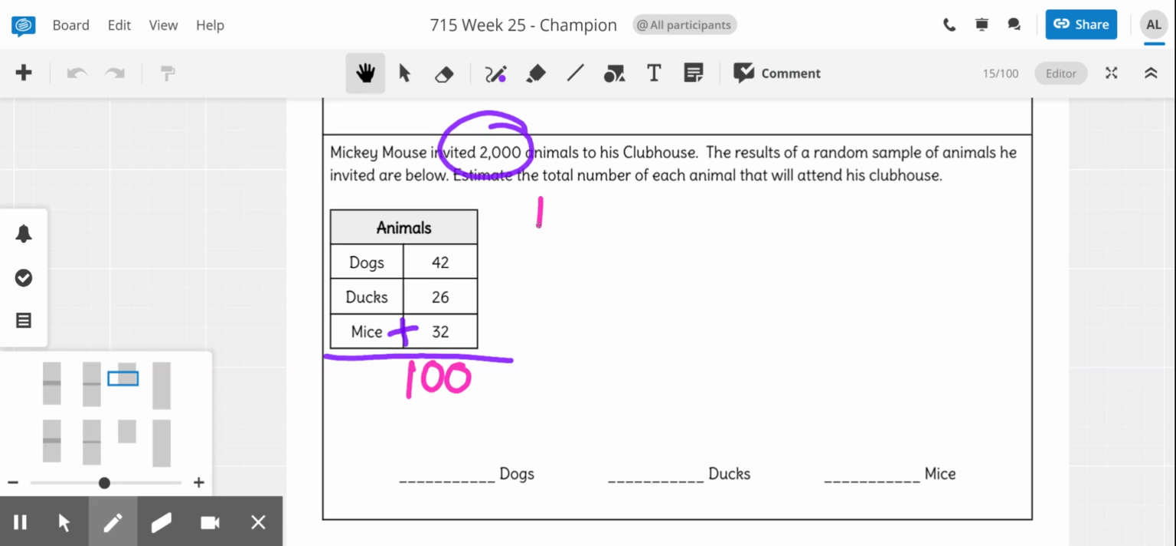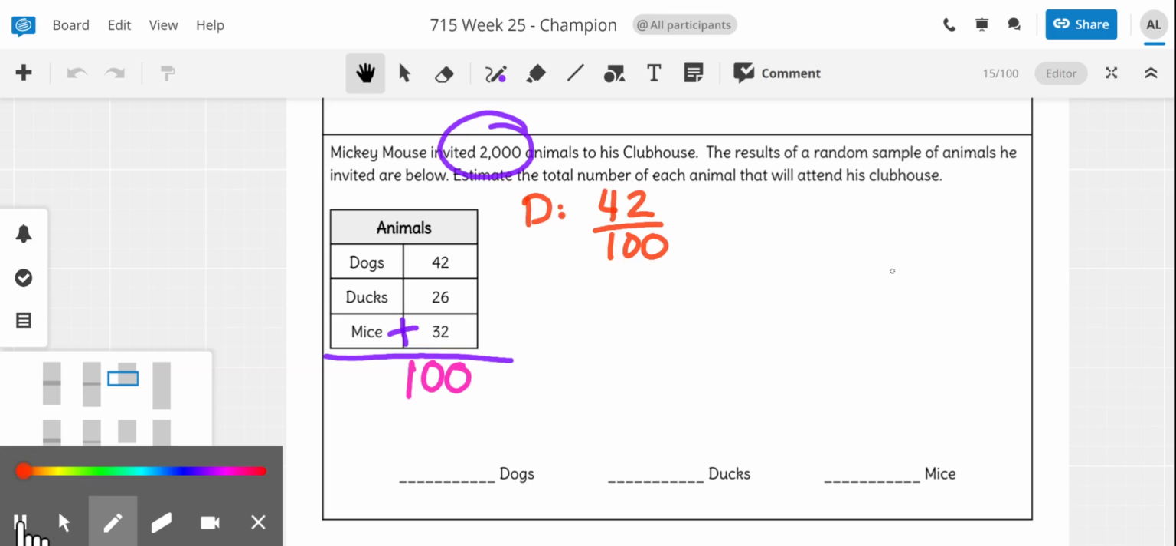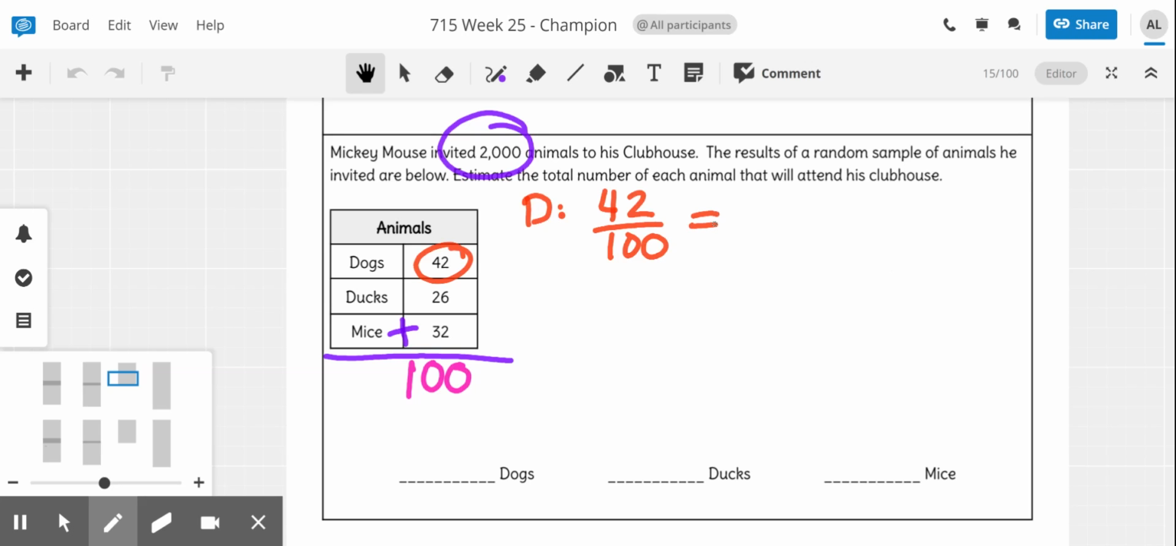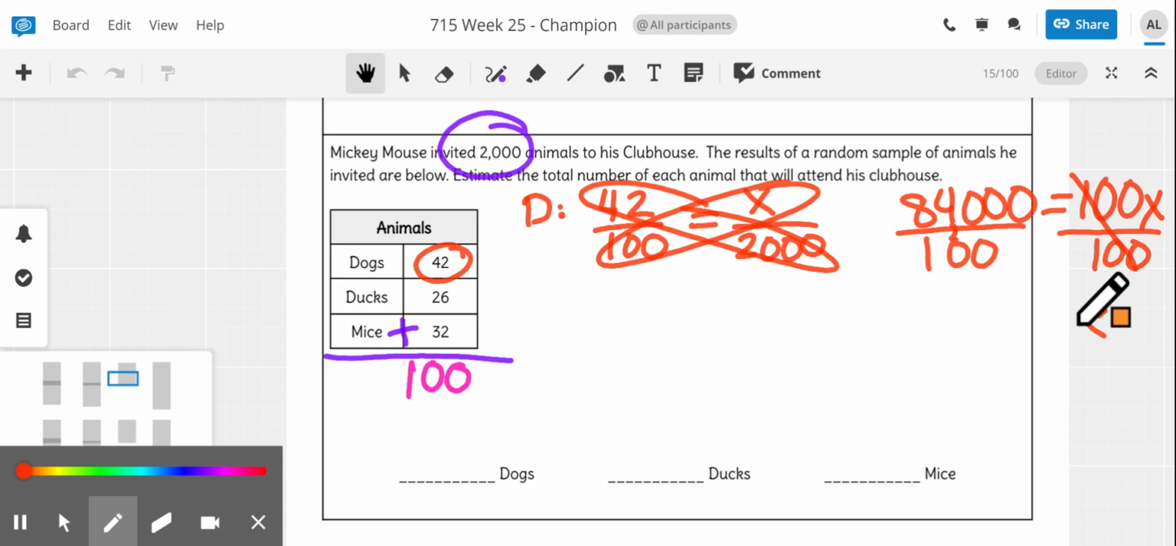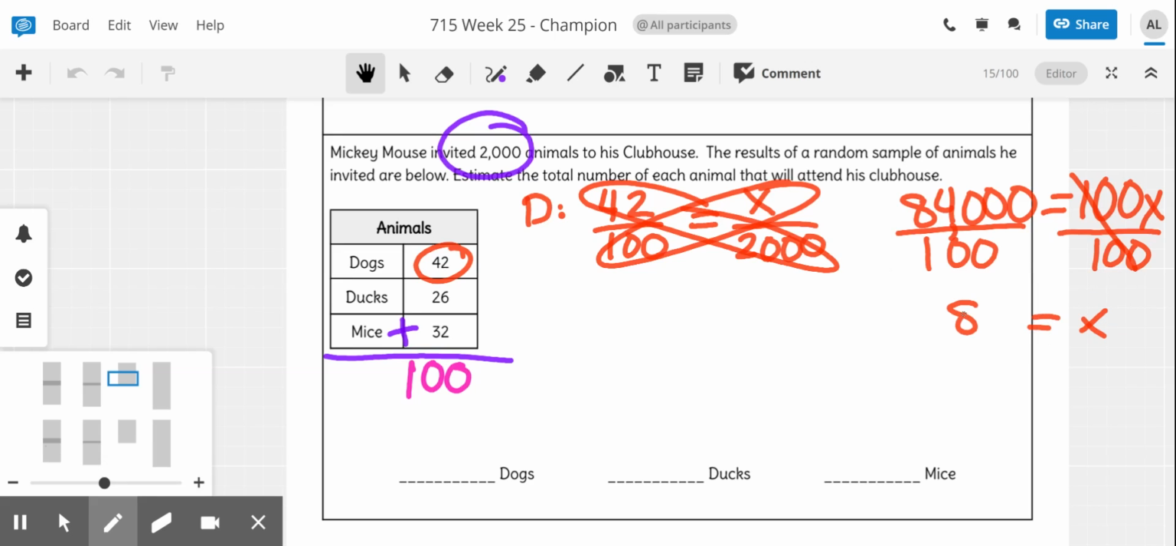So for dogs, there's 42 out of 100. So we set that equivalent to how many out of 2,000? Use cross multiplication, and we get 84,000 equals 100x. Now we solve. Divide both sides by 100, and we get x is equal to 840 animals that are dogs.